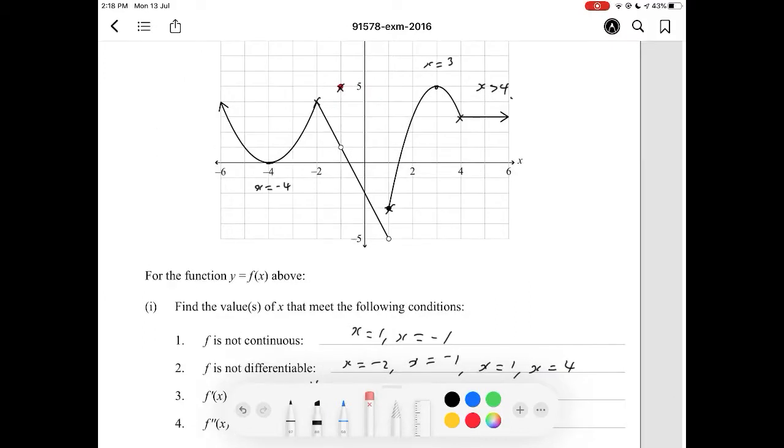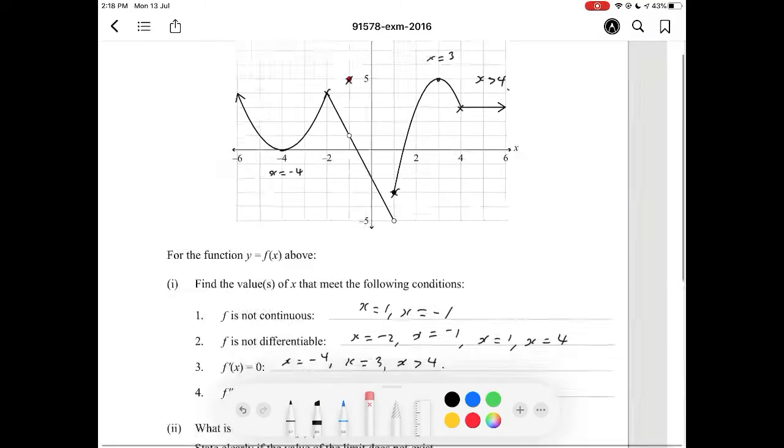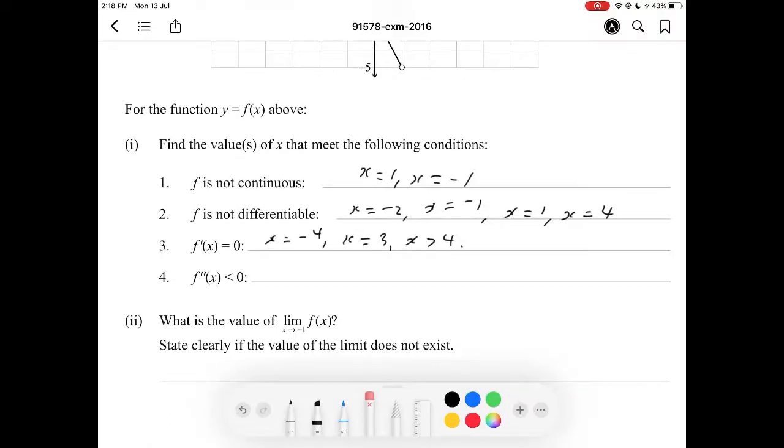So it's between the points x equals 4 and x equals 1, but not equal to x equals 4 or x equals 1, because you cannot differentiate at x equals 1 or x equals 4. So it's only going to be between x equals 4 and x equals 1. So f double dash of x is less than 0 between 4 and 1.